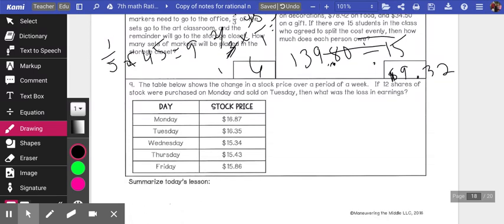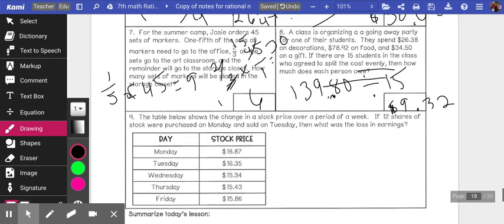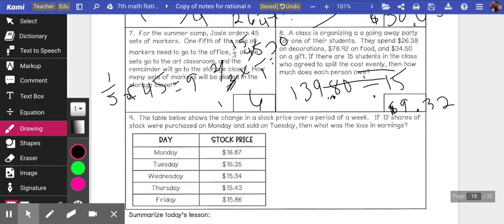Last one, the table below shows the change in a stock price over a period of the week. If 12 shares of stock were purchased on Monday and sold on Tuesday, then what was the loss in earnings? So go ahead and think about it and then write in your answers.